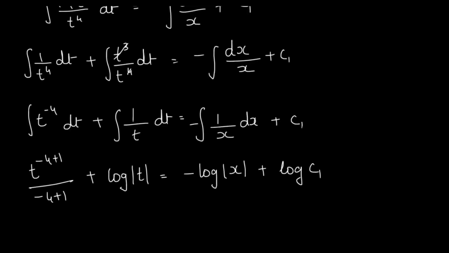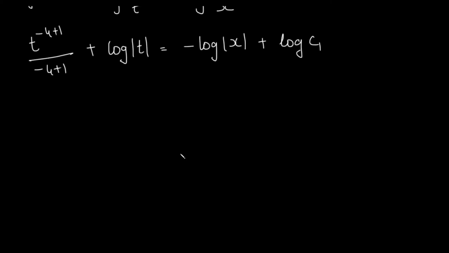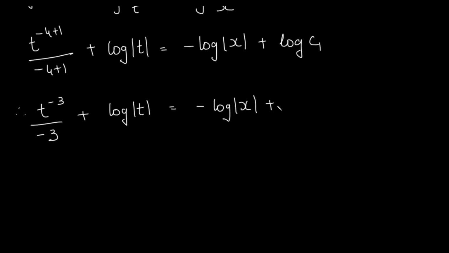Then one more step of simplification first of all before going further. So we can write it as t raised to minus 3 upon minus 3 plus log t. Remaining rest of the terms remain the same. Then in the next step, now t raised to minus 3 we bring to the denominator. So we get minus 1 upon 3t cube.